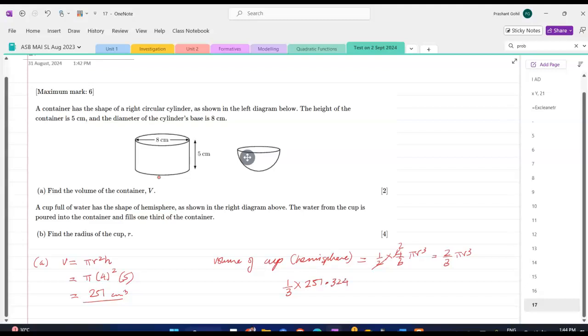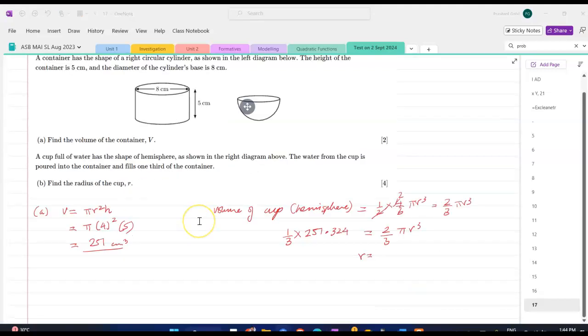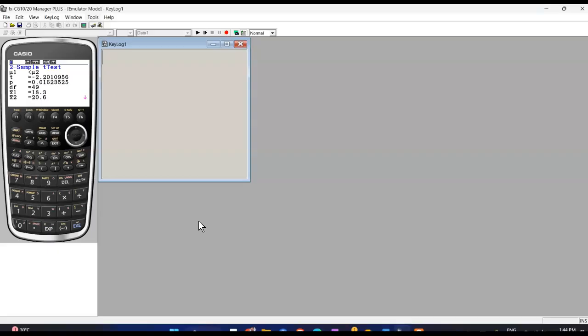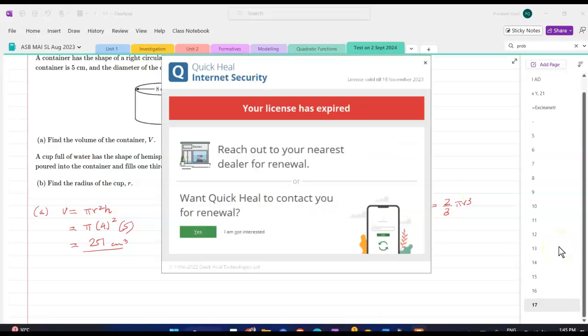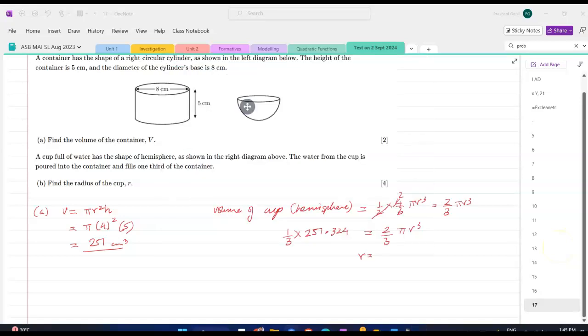0.324 is equal to 2/3 pi r cube. Solve it. Do solve it fully. 3.4. Yeah, so radius, how much did you get? 3.4199.